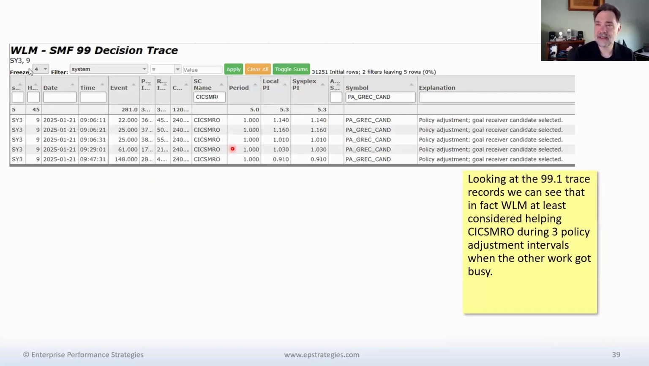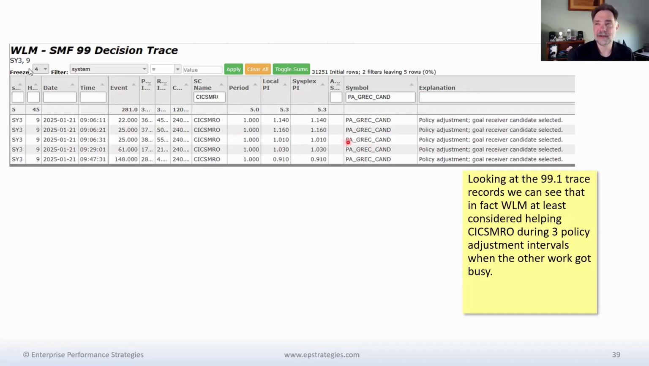Oh, and this is just, so the 99 subtype 1s are the WLM trace records, if you will, and basically give us a little bit of insight into what WLM is thinking about what actions to take. And what we see here is right around that time frame, there were at least 3 policy intervals, 3 of those 10-second policy adjustment intervals, where WLM identified CICS MRO as a goal receiver candidate. In other words, WLM was thinking, this thing needs help. Let's see if I can help it.